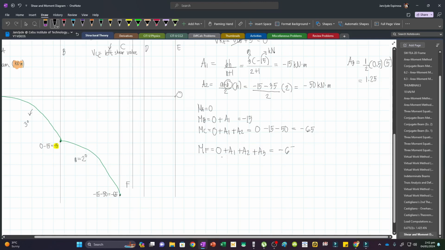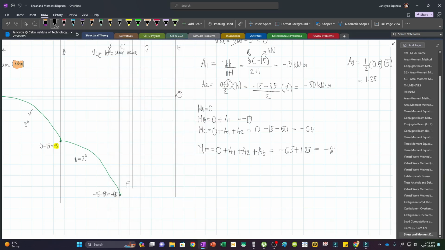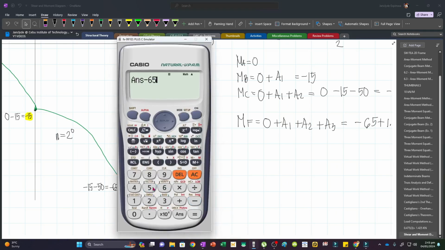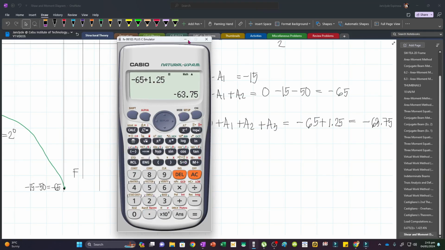So minus 65, and then plus A3, which is 1.25. We have negative 65 plus 1.25, that will give us negative 63.75, so minus 63.75 kN·m. From negative 65, we'll move up: negative 65 plus 1.25 gives us negative 63.75.